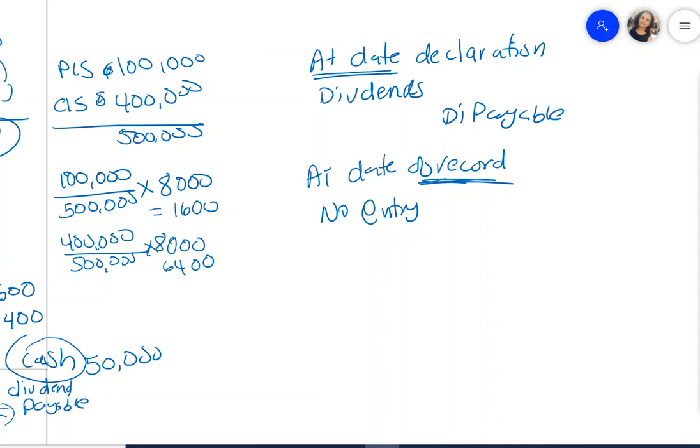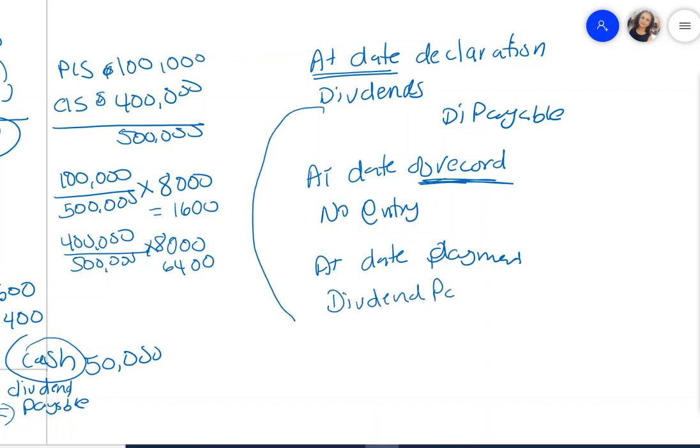At the date of payment, is there an entry? Yes, there is an entry. What is the entry? We declared it, and here we're going to make a payment. In this case, it's a debit to dividend payable and a credit to cash.